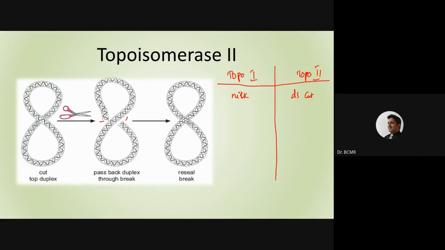Second thing is that because it is cutting double strands, it will increase or decrease the twist in steps of 2, whereas in topoisomerase 1, it will be in steps of 1. No ATP is required for topoisomerase 1, whereas in topoisomerase 2, there is a requirement for ATP for the functioning of the enzyme.